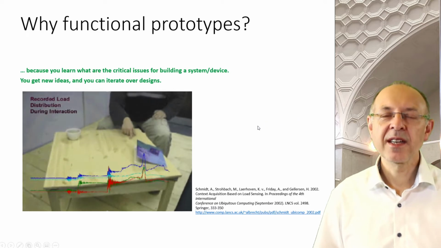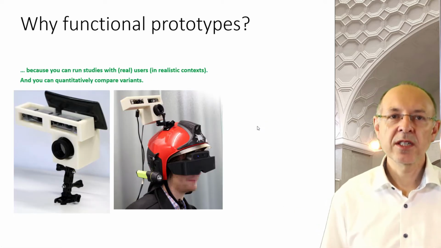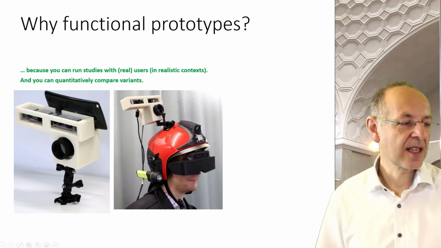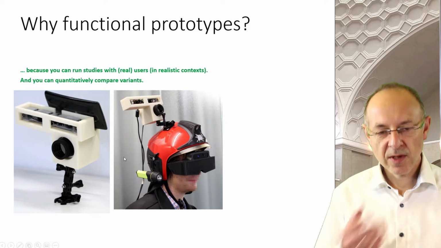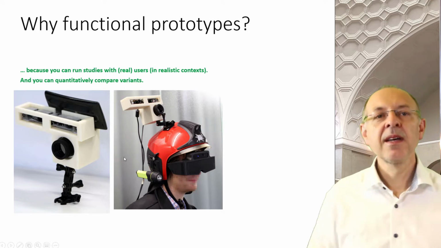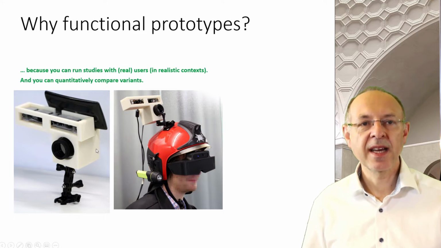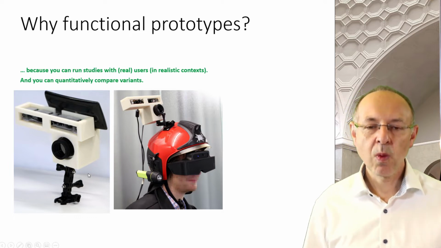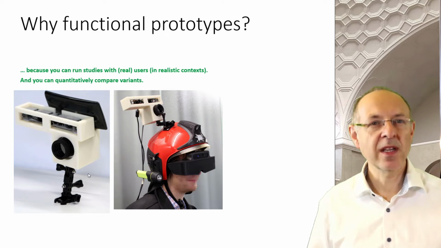What is another thing you can do with functional prototypes? You can do quantitative comparisons, and this is an example where we looked into technologies for firefighters. Yomna Abdelrahman did this, and she built a device which you can have on the helmet and one which is handheld. And we looked at what it does for people, so you can use it in a somewhat realistic context.